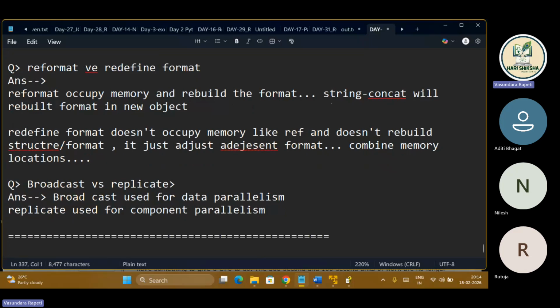Replicate can do partitioning. It can also do partitioning components. Broadcast can do replication. Both can do each other's work, but they are used for a particular purpose only. That is the only thing. Other than that, their functionality can be interchangeably reused.